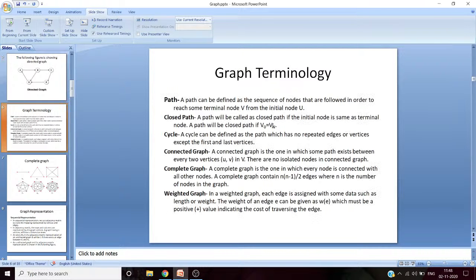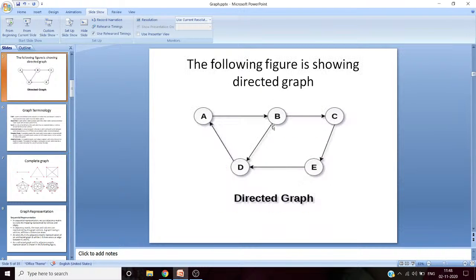So, the basic terminologies are: path, closed path, cycle, connected graph, complete graph and weighted graph. Let me tell you one by one. See, previously I have taken the same class. There are videos, so you can watch them also.